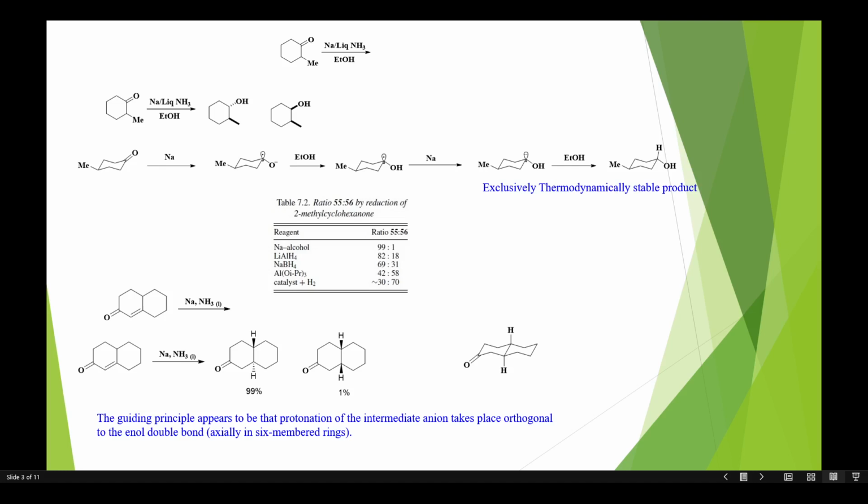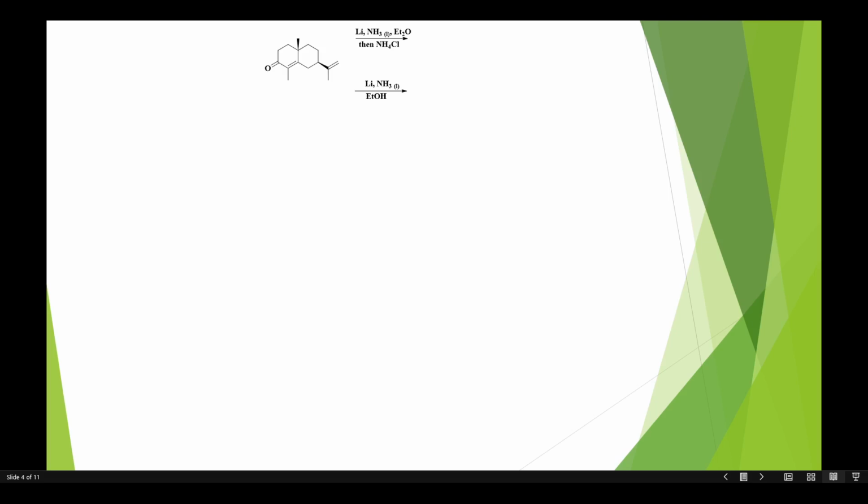In this case it is not mentioned, but in the next slides I will show you. Here we have an alpha beta unsaturated ketone with different chiral centers. In the starting material we have two different chiral centers, and this molecule is what we call a diastereoselective molecule, and we got it as a single diastereomer. In the first condition we have lithium as compared to sodium, using lithium and liquid ammonia. The solvent is diethyl ether, and we are not using any protic solvent.